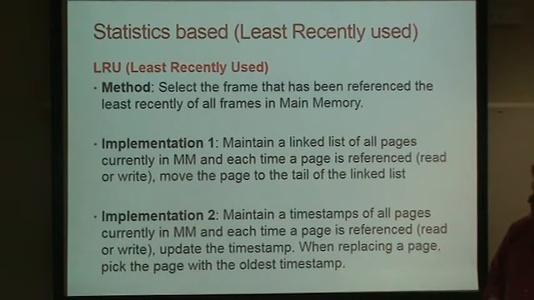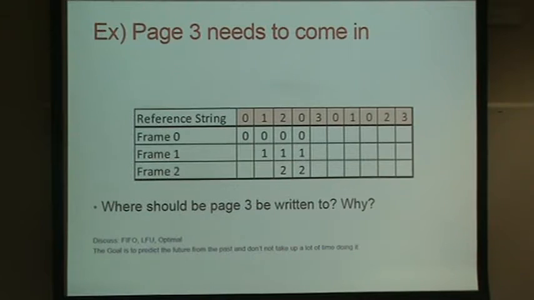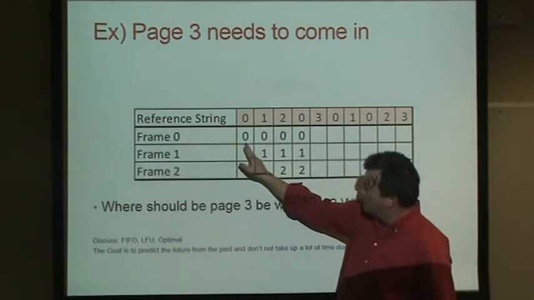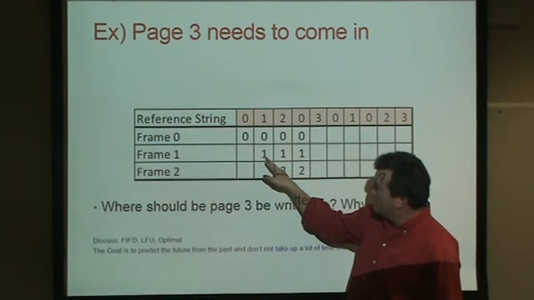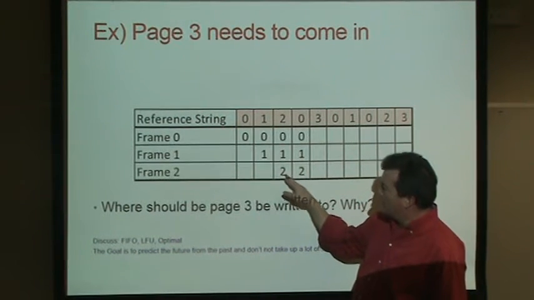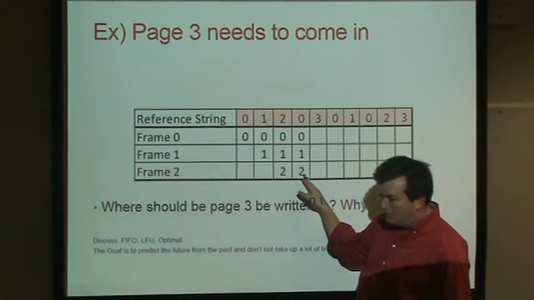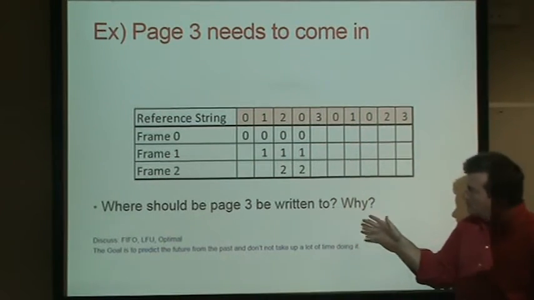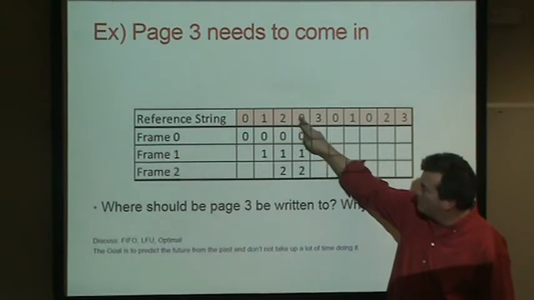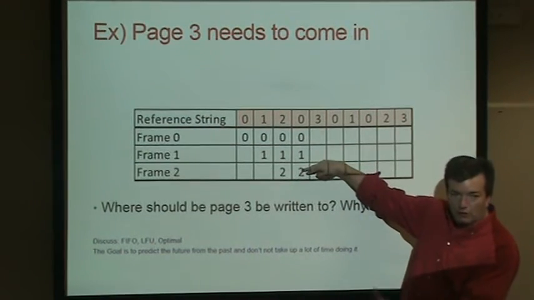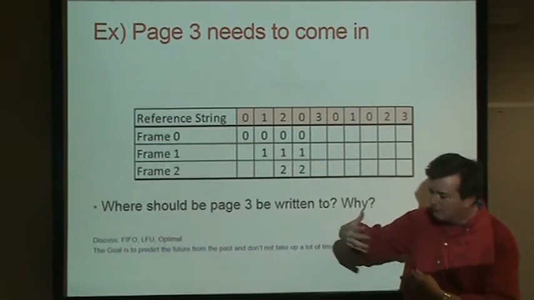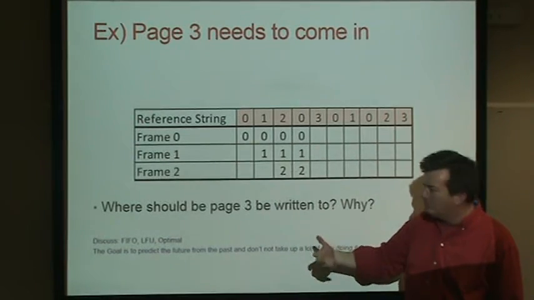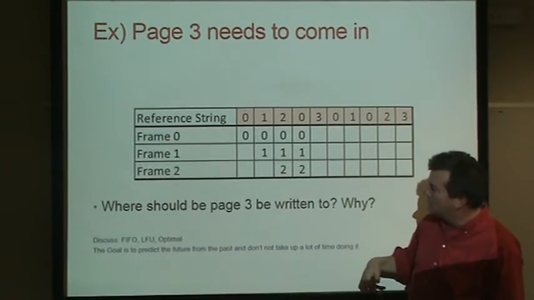So how could we implement this? In our last example, we said we use page 0, then we use page 1, then we reference page 2, then we went back to page 0. Now we're going to kick one out. So the fact that we used page 0, even though we didn't load it in, we just used it again, we have to somehow update our mechanism for keeping least recently used.